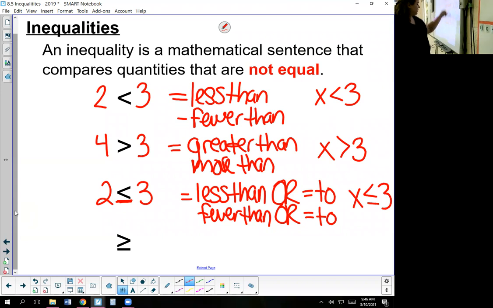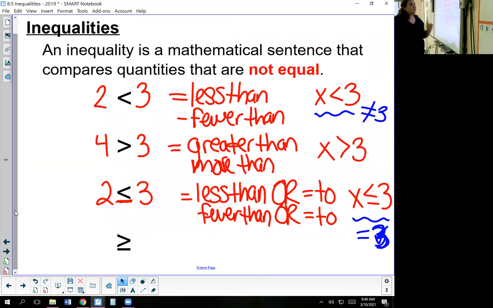The only difference between this one and this one is this one is not allowed to be 3, but this one is allowed to be 3. That was really bad. So that's the difference between those two. It includes all the numbers lower than 3 and also including 3.